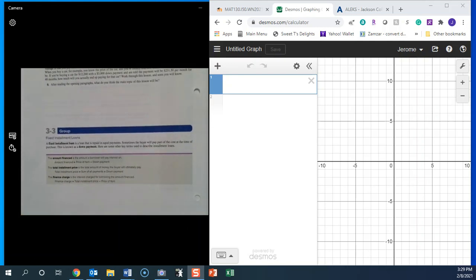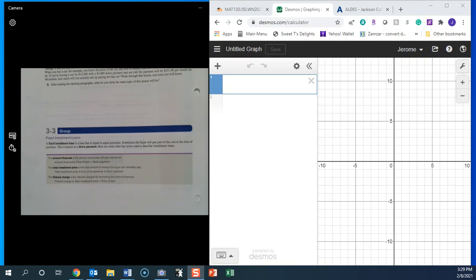And it says fixed installment loans. A fixed installment loan is a loan that is repaid in equal payments. Sometimes the buyer will pay part of the cost at the time of the purchase. This is known as a down payment. Here are some other key terms used to describe installment loans.